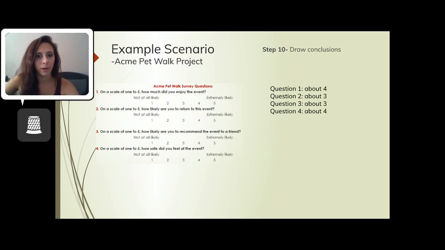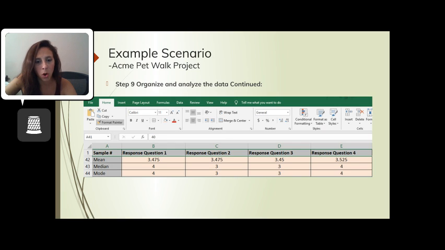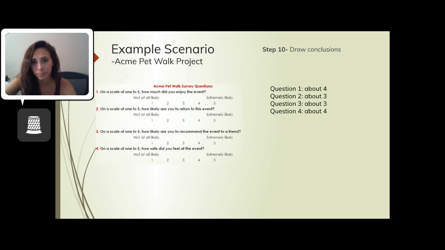So going back to what our questions were, how much did you enjoy the event? For question 1, remember our mean, median, mode, we got basically about a 4, okay? For all of them, we got a 4. 4 means extremely likely. Great, so they really enjoyed the event. That's pretty good. Now we can compare it maybe to last year's. So maybe we want to improve it. Maybe 4 is not acceptable. Maybe next year we want to do 5.